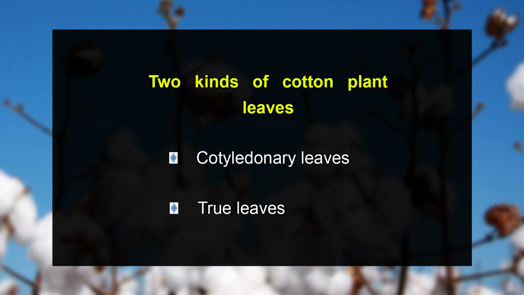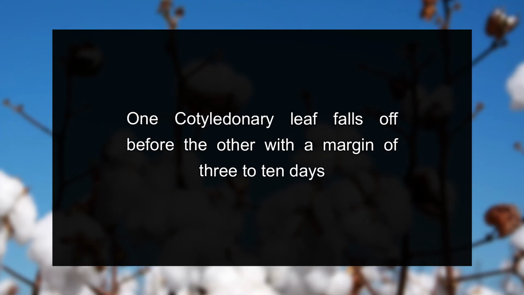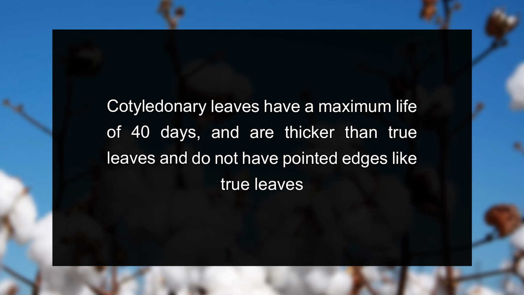The cotton plant has two kinds of leaves, cotyledonary leaves and true leaves. Cotyledonary leaves have a rounded shape and have a short life. Cotyledonary leaves appear to be attached to the stem and directly opposite each other. But in fact, one is placed slightly above the other. One cotyledonary leaf falls off before the other with a margin of 3 to 10 days. Cotyledonary leaves have a maximum life of 40 days.